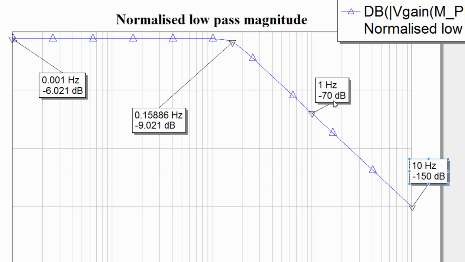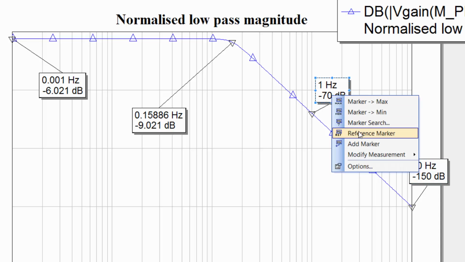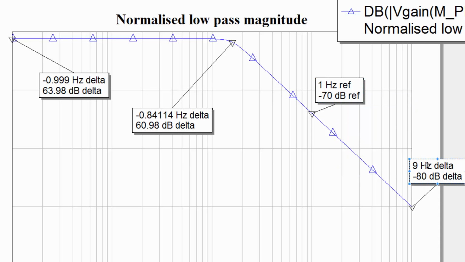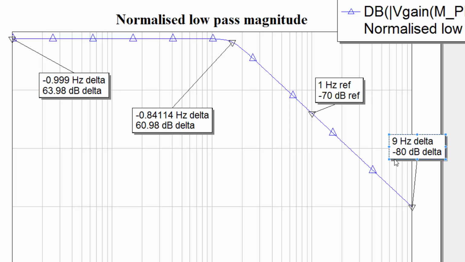Now what I can do is turn this into a reference marker by right clicking and selecting reference marker, and now I can see that my delta is -80 dB. So I've got -80 dB drop over a decade, which is -80 dB per decade as we expected.